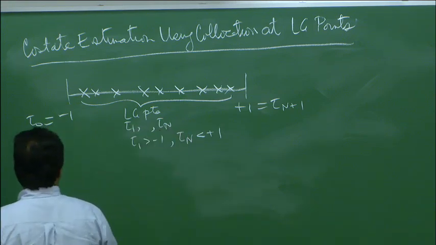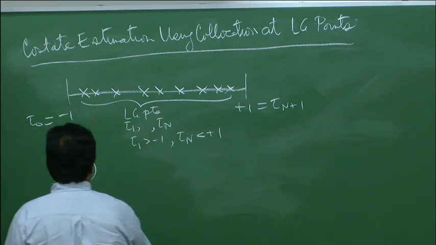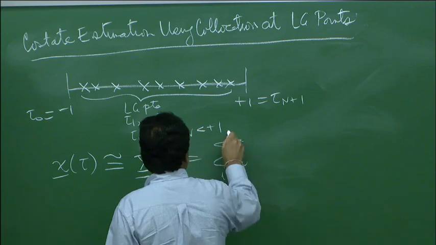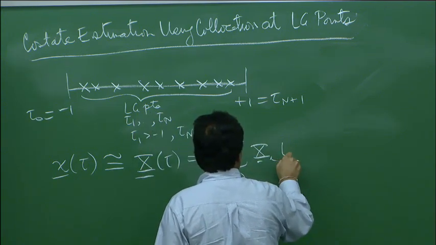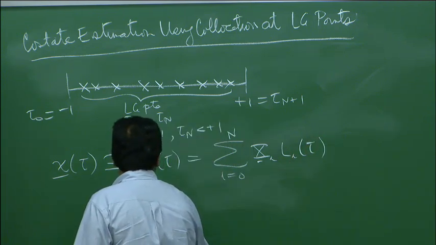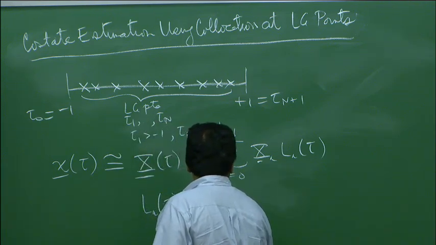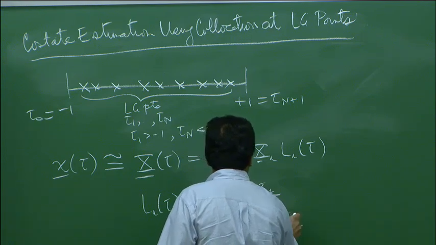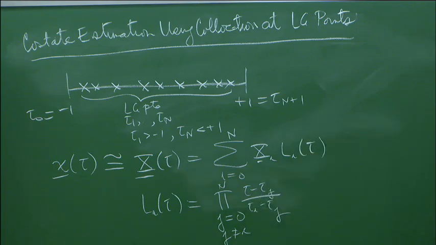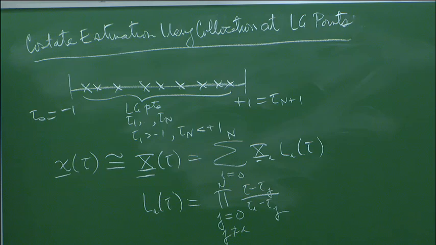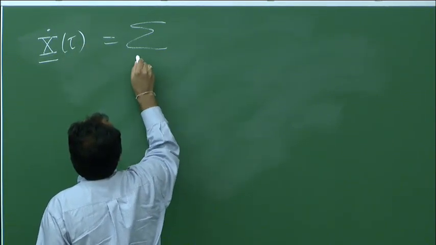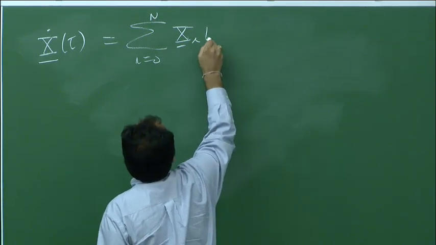And then what we did was we said we're going to approximate the state using a basis of Lagrange polynomials. So the state is going to be approximated by this function capital X of tau, which is the sum from i equals 0 up to n of xi times Li of tau, where this Lagrange basis Li of tau is the product from j equals 0 up to n, j not equal to i, of tau minus tau j, all divided by tau i minus tau j. Now, given that, what we did was we computed the derivative of that approximation, and then we collocated that derivative at the LG points. So if I take the derivative x dot of tau, this is equal to the sum from i equals 0 up to n of xi Li dot of tau.